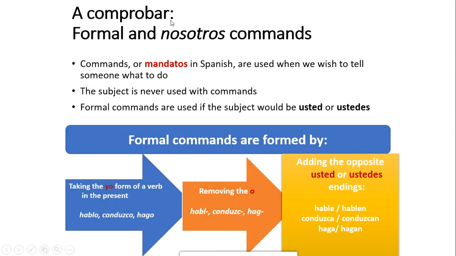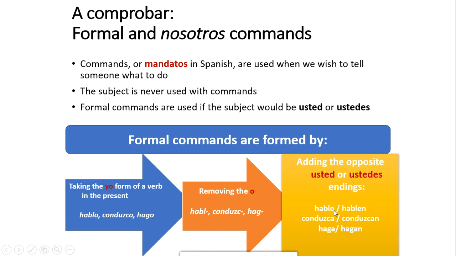Okay, so we use commands when we want to tell somebody what to do. Formal commands are used if the subject would be usted or ustedes, and that's where we'll start today. So to form these, we're going to take the yo form of a verb in the present tense: hablar, hablo; conducir, conduzco; hacer, hago. We'll remove the o, and that's going to leave what's called the stem, la raíz.